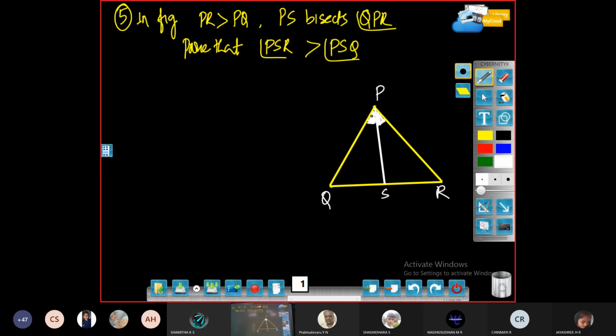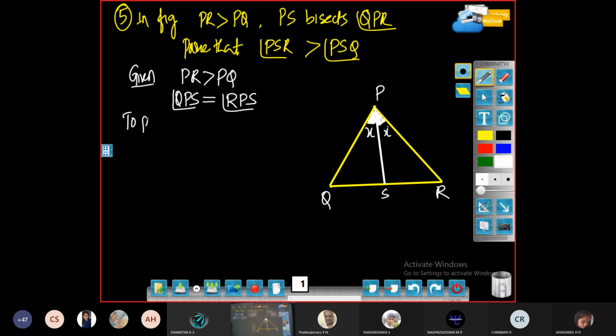So given, PR is greater than PQ. PS bisects angle QPR, which means QPS is equal to RPS. These two angles are equal. If suppose this is X degrees, this is also X degrees. Both the angles are equal.